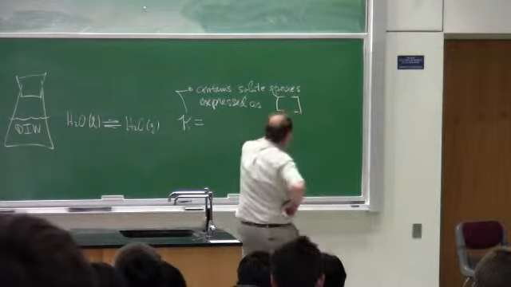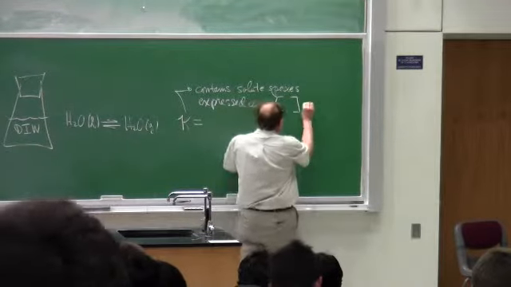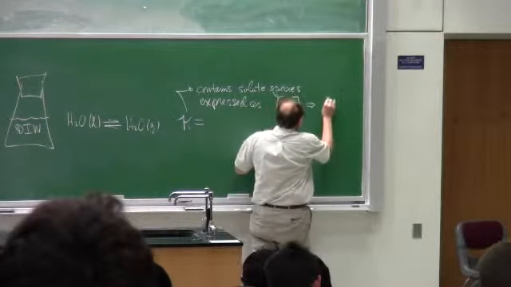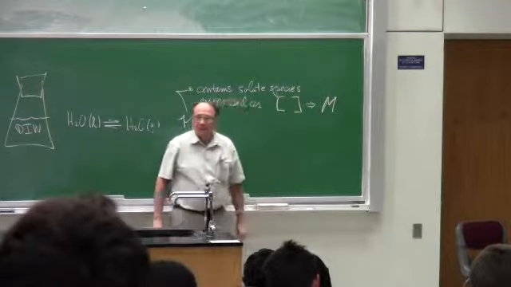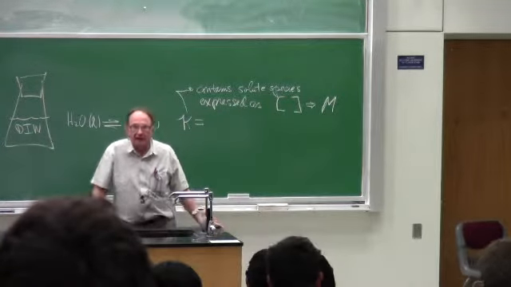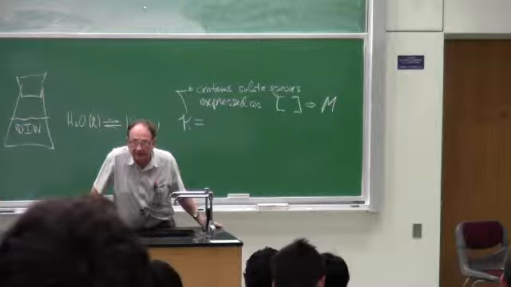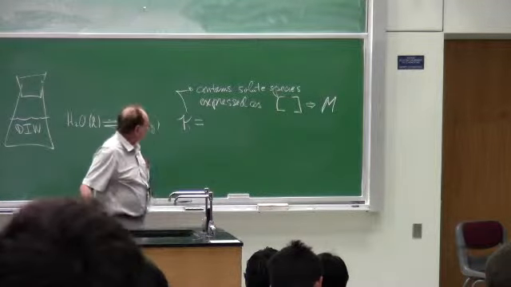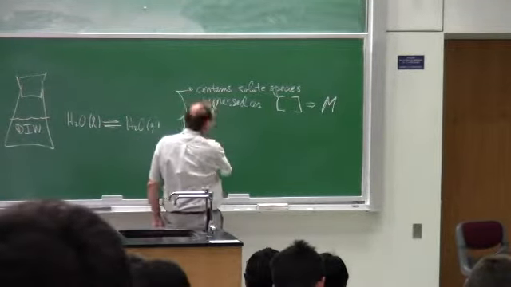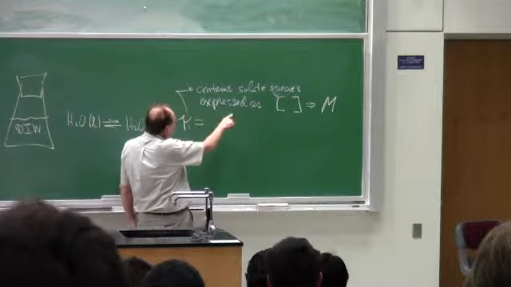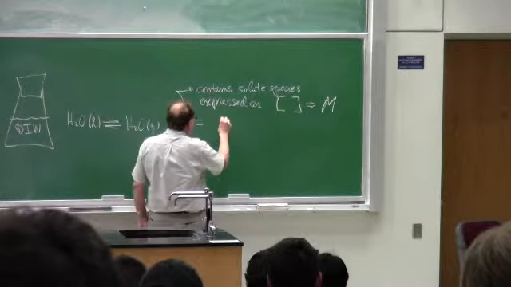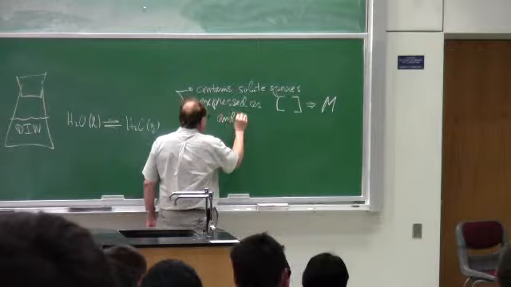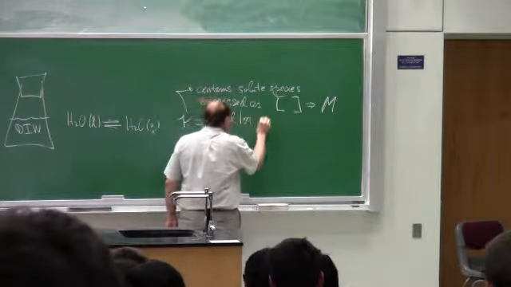Square bracket notation for molar concentration, alphabetically symbolized by italicized capital M. That means molar concentration. So, the equilibrium constant expression will contain solute species expressed as M and or gases.